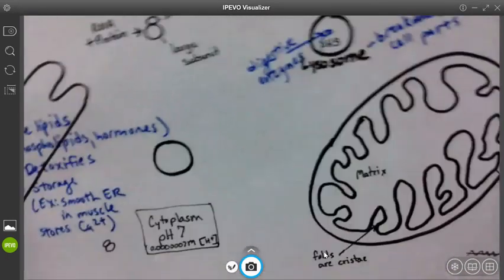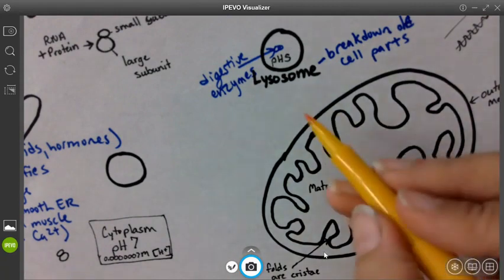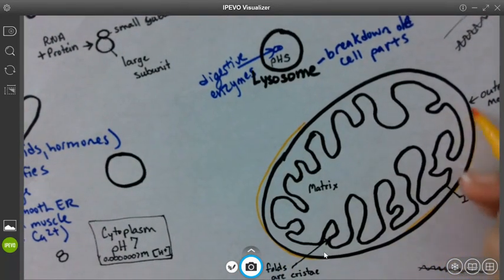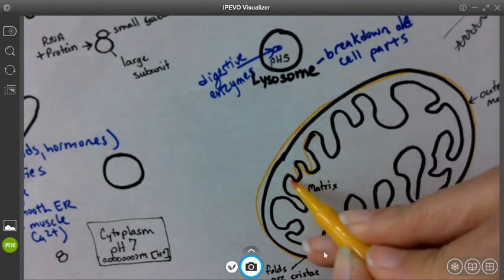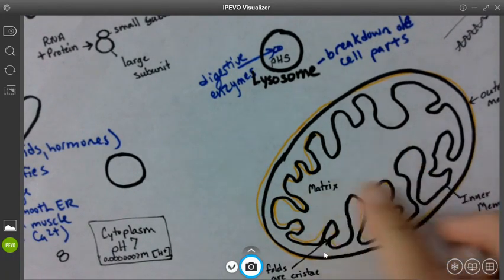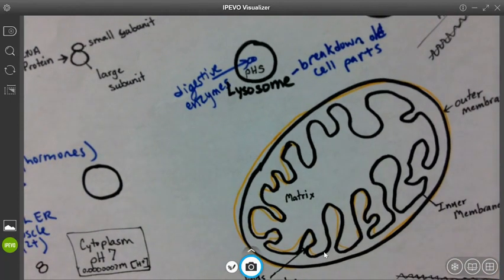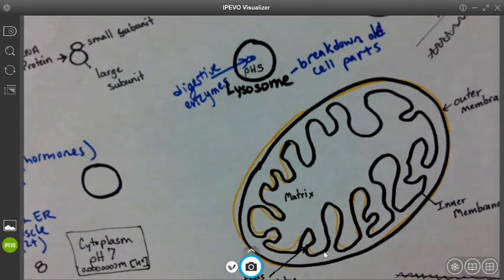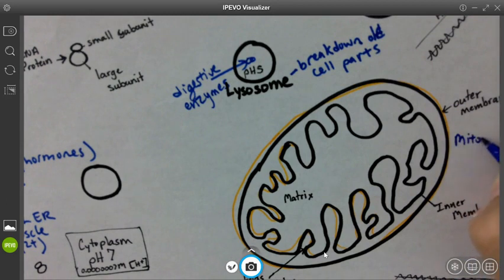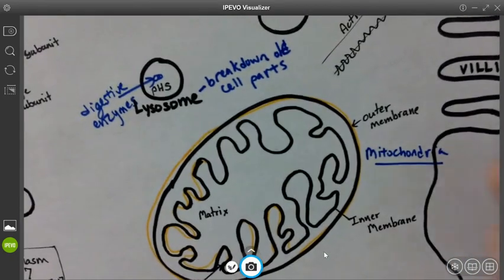Finally, in an animal cell, we have our mitochondria right here. The mitochondria is actually a double membrane. Okay? It has an outside membrane made up of phospholipids and an internal membrane as well. All of the surface area in the mitochondria is excellent because it provides a lot of surface area for reactions, which helps out with the efficiency of cellular respiration. Mitochondria's main job is to produce ATP through a process known as cellular respiration.